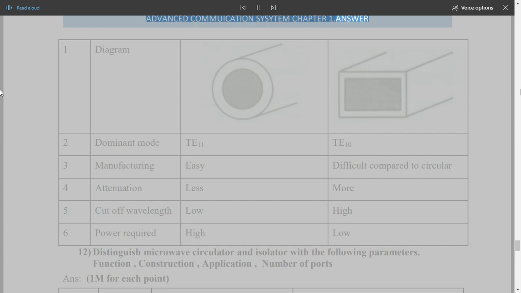1. Diagram. 2. Dominant mode: TE11 for circular, TE10 for rectangular. 3. Manufacturing: easy for circular, difficult compared to circular for rectangular. 4. Attenuation: less for circular, more for rectangular. 5. Cutoff wavelength: low for circular, high for rectangular. 6. Power required: high for circular, low for rectangular.